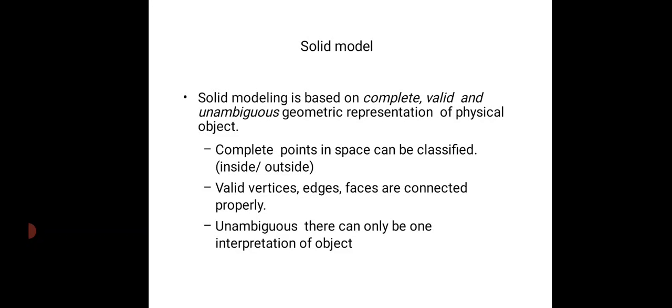Solid modeling is based on complete, valid and unambiguous geometrical representation of a physical object. That means every point in space can be classified as inside or outside. Valid means vertices, edges, faces are connected properly. Unambiguous means there can only be one interpretation of the object.